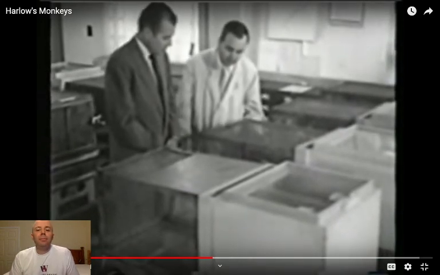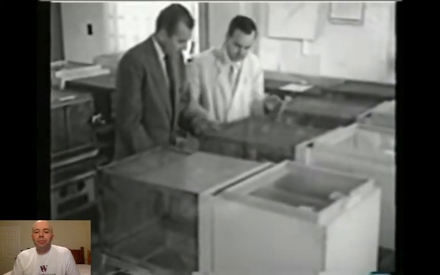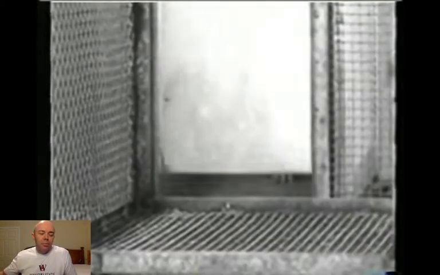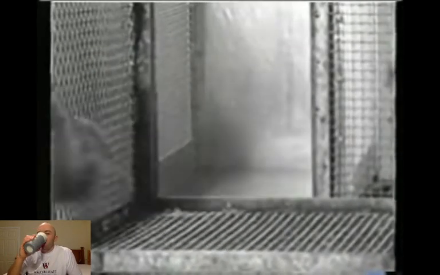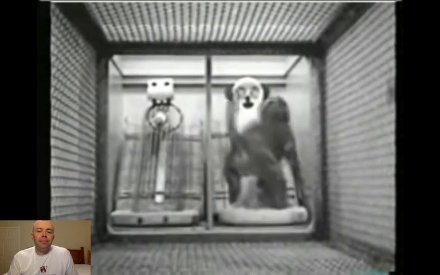Here's baby 106, weaned on a wire mother. He's going to the wire mother. But this infant quickly runs to the cloth mother, where he will stay for the next 18 hours cuddling.